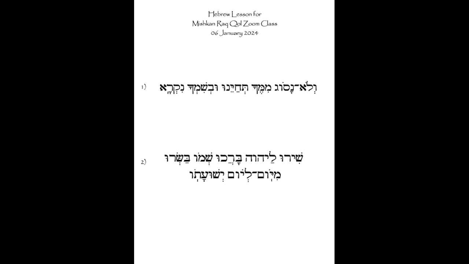All right. So what about our next word here? We have baseru. Look, we also have another wa pointed shuruk in this word. So what is our root word? Basar. Now basar means flesh, but it's one of those words that has different meanings based on the context of the sentence.